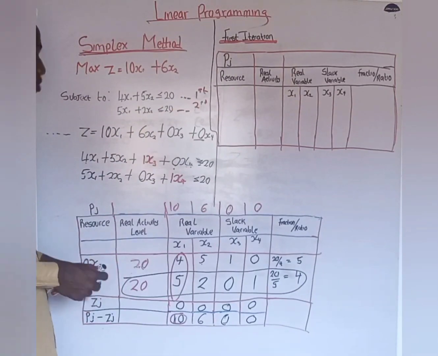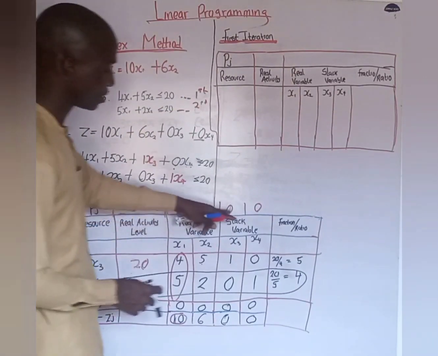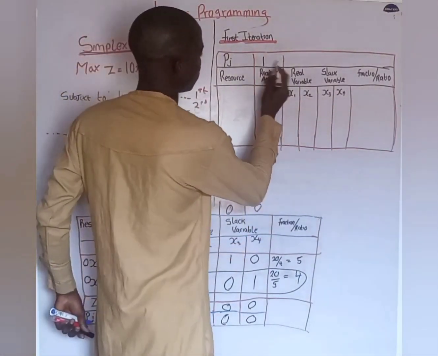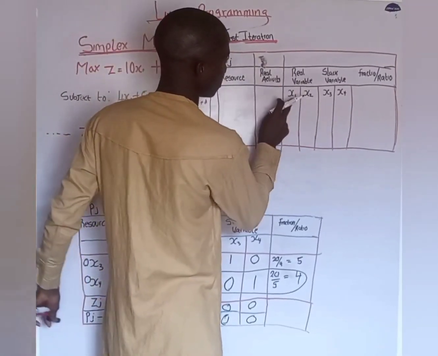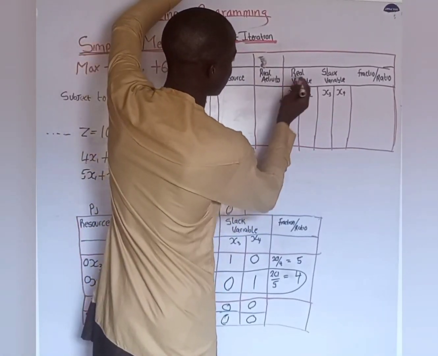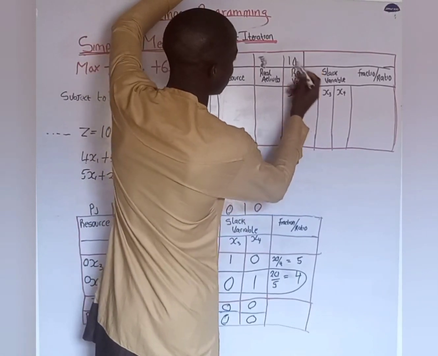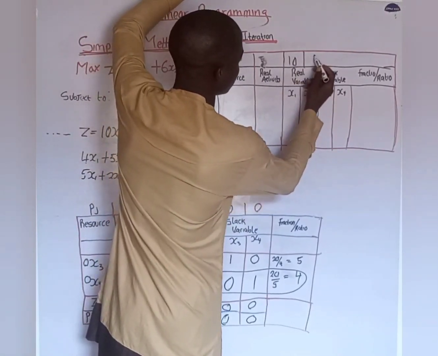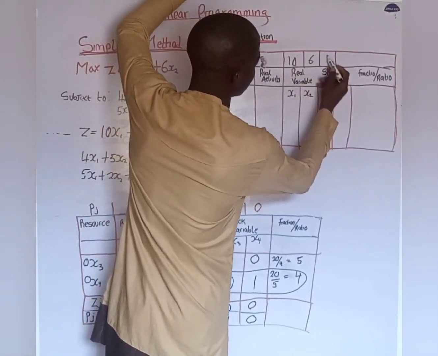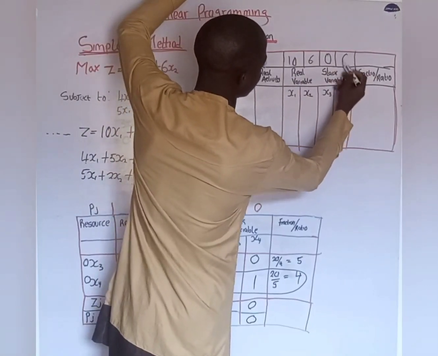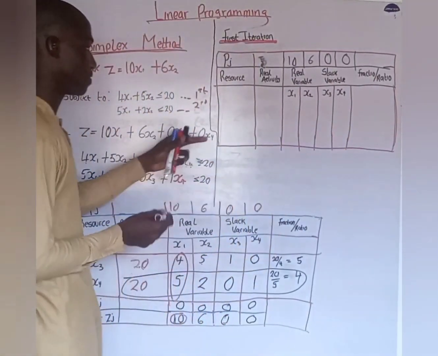Let me start by writing the value of PJ. The PJ is 10, 6, 0, 0. Don't forget, PJ, 10, not this piece, under X1. PJ is 10, 6, 0, 0. Now, I've written the value of my PJ.